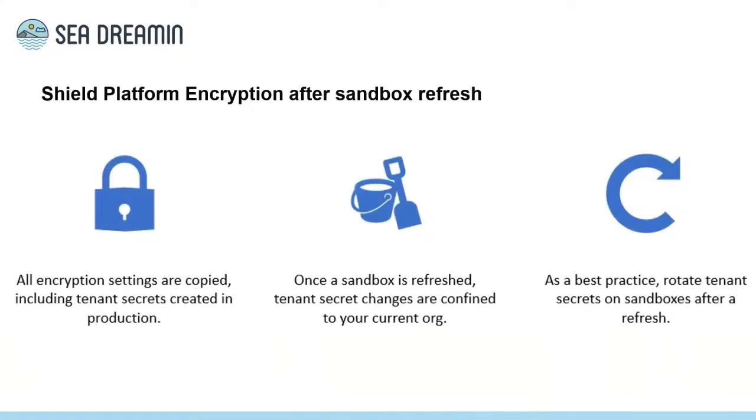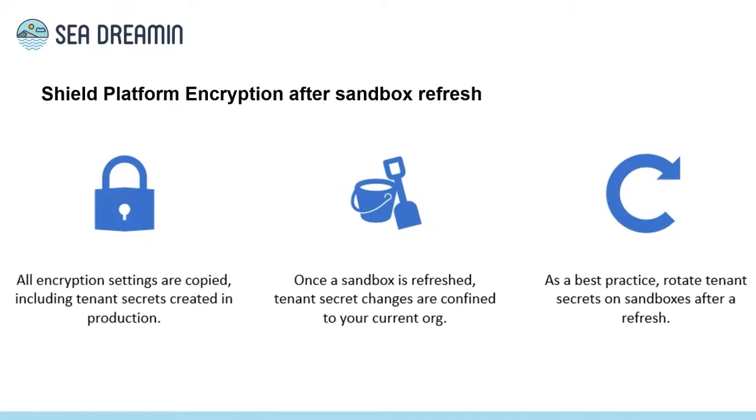If Shield Platform Encryption is enabled on the production org, all encryption settings are copied, including the tenant secrets created in production, to the sandboxes. But once the sandbox is refreshed, any tenant secret changes are confined to your current sandbox only. So as a best practice, it is always better that we rotate the tenant secrets on the sandbox after refresh.